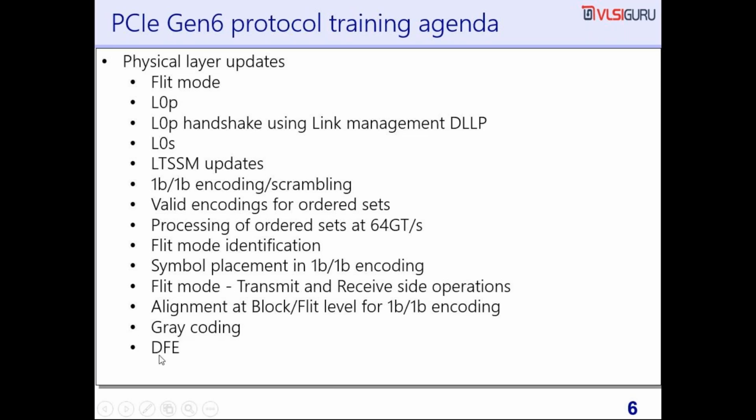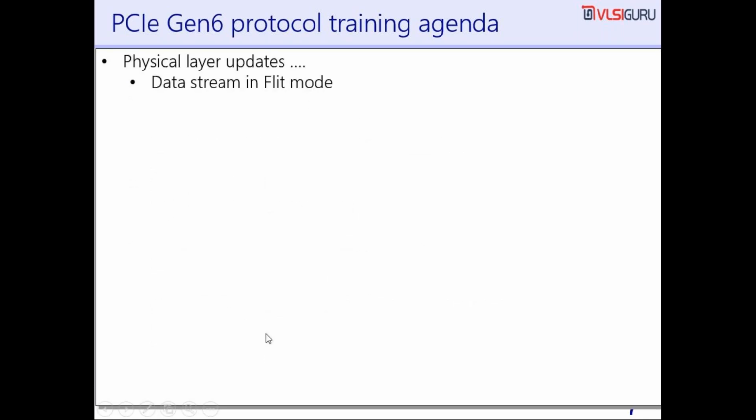Then we'll also talk about DFE, decision feedback equalization, that is used at the receiver end of the link. And we'll also talk about the concept of pre-coding and how pre-coding helps reduce the burst of errors. Further to that, we'll be talking about how the data stream is sent in Flit mode. We'll talk about forward error correction.